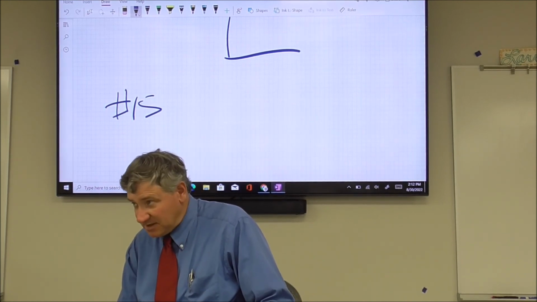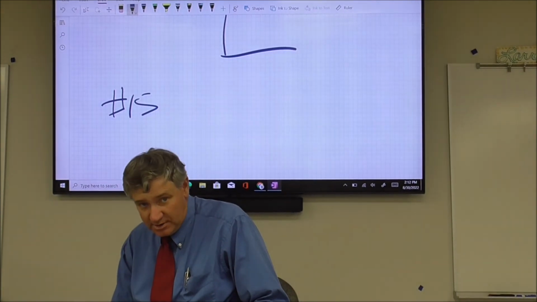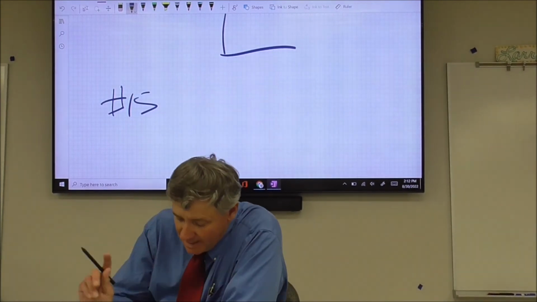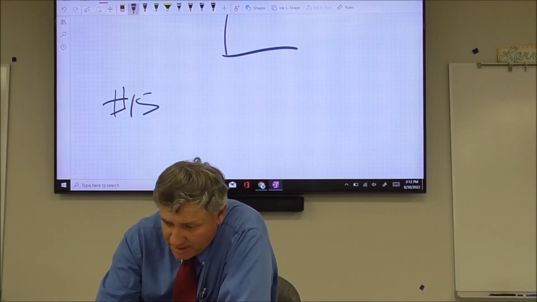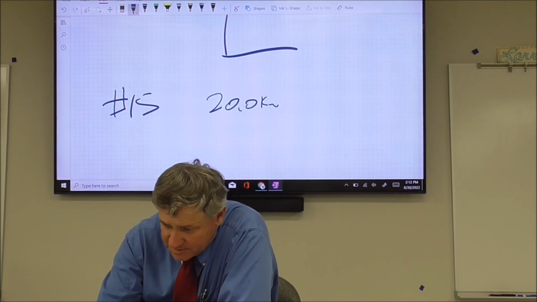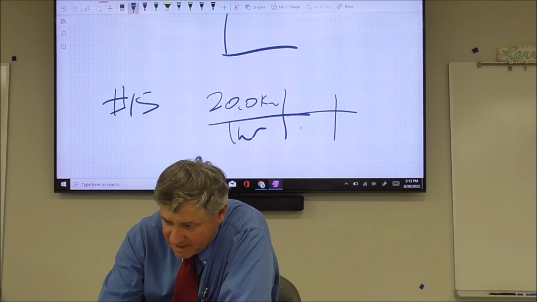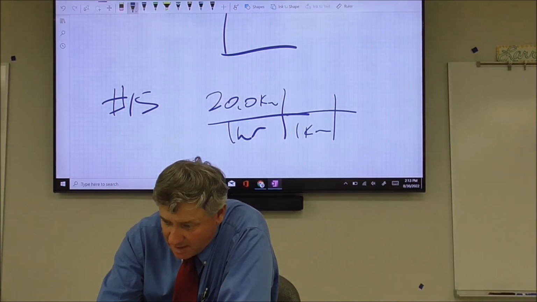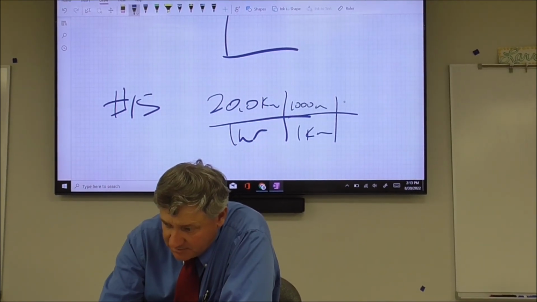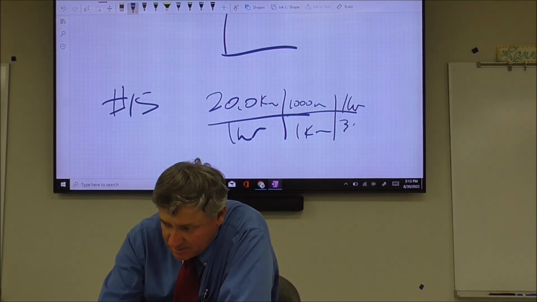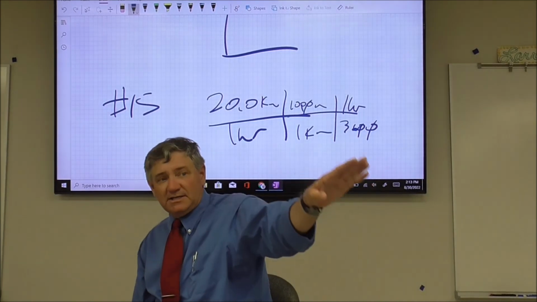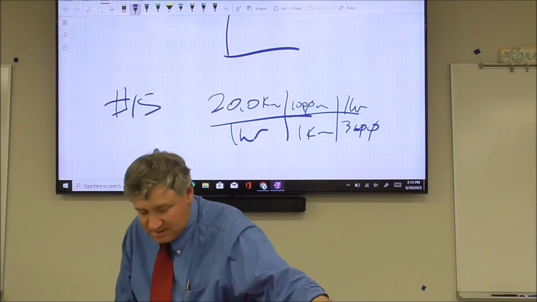On 15, you're going to use that equation. That's a classic example. Now, here's the deal. You have to take 20.0 kilometers per hour and change that into meters per second. Here's the short version. 1 kilometer is 1,000 meters, 1 hour is 3,600 seconds, the zeros cancel out. The short version is you multiply by 10 and you divide by 36, okay?